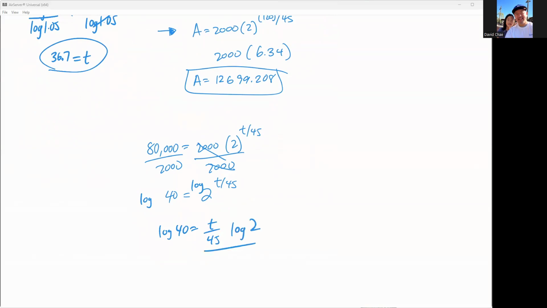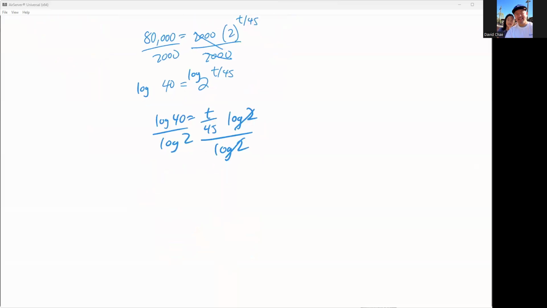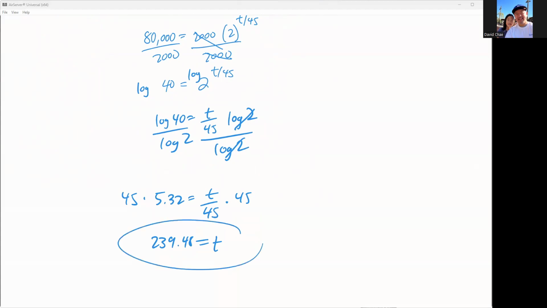Divide both sides. But am I good? Am I going too fast? I figured a lot of you guys know what you're doing. I just want to finish this off. So it'll be log 40 divided by log 2. It is 5.32 equals t over 45. Multiply both sides by 45. t equals 239.48, or 240-ish. We good? All right.